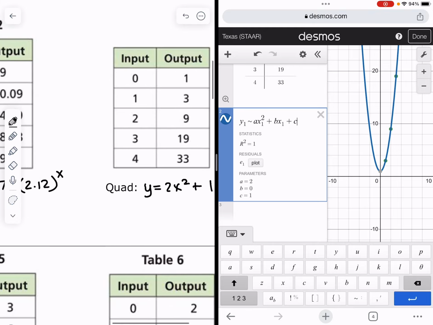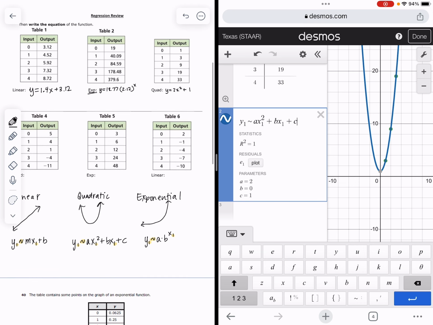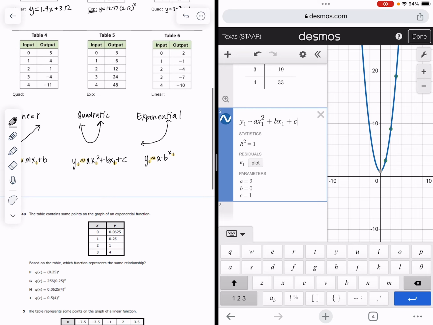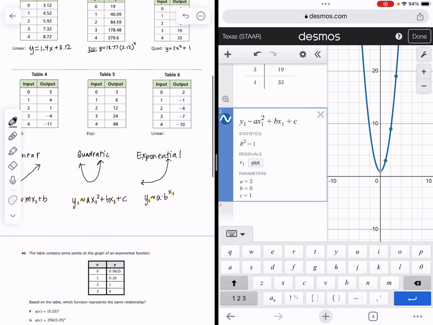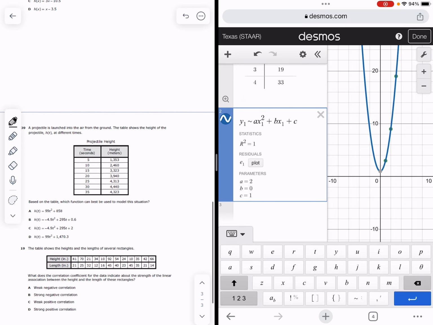So use this method to fill in the equations for tables 4, 5, and 6, and then check your equations with the answer key. Table 4 is quadratic, table 5 is exponential, and then table 6 is linear. So make sure you're using the correct equation for each one. And then these are the star questions.